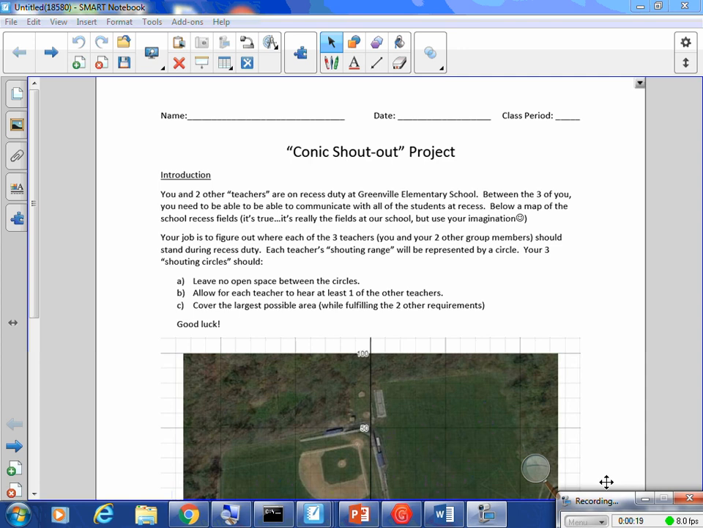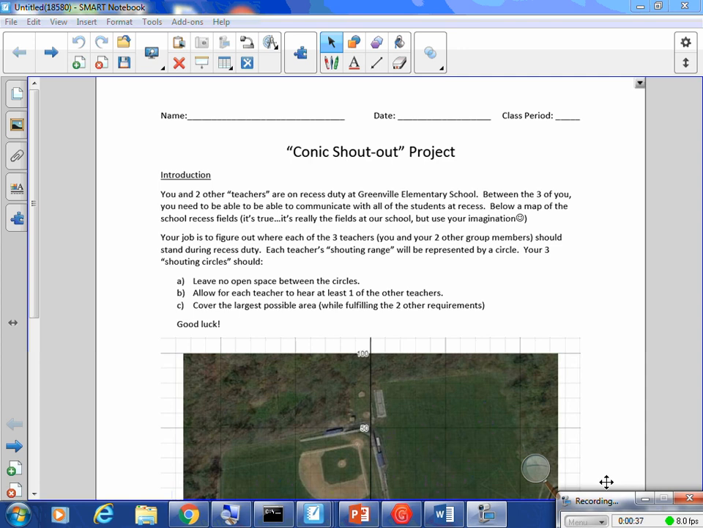Hey guys, today we are going to do the Conic shout-out project. What we're going to do right now is talk about the big picture: how we're going to determine our shouting range, the data that we're going to be collecting, and all the other steps of the project. So let's start with the introduction.